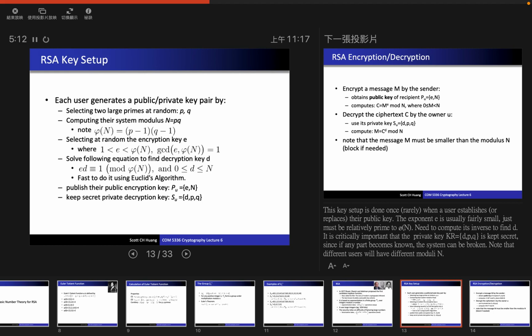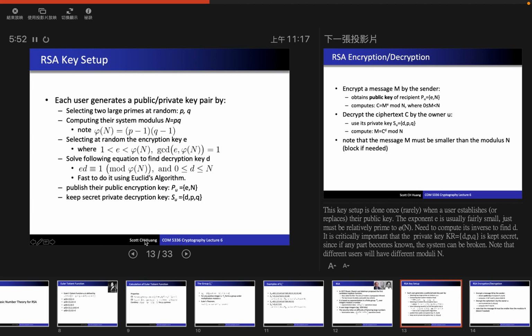So if you know phi(n), you can calculate this easily. But if you don't know P and Q, the knowledge of P times Q is not enough to calculate phi(n). So for an adversary, it's difficult to calculate phi(n) with the knowledge of n, because you don't know how to factorize it. If you know how to factorize it, then you can calculate it easily. So that's why it's asymmetric.